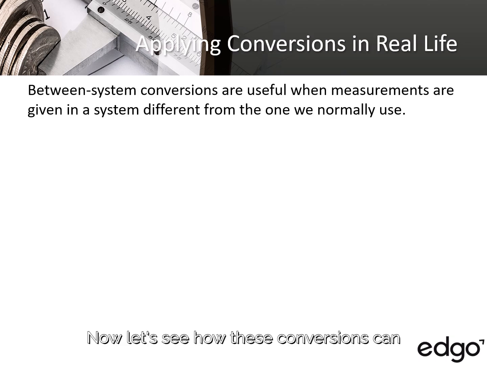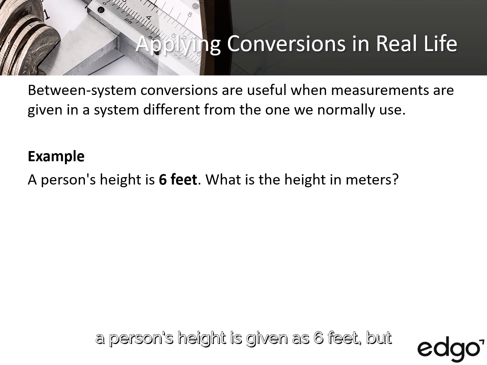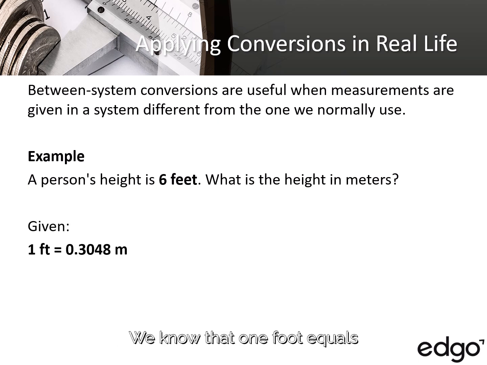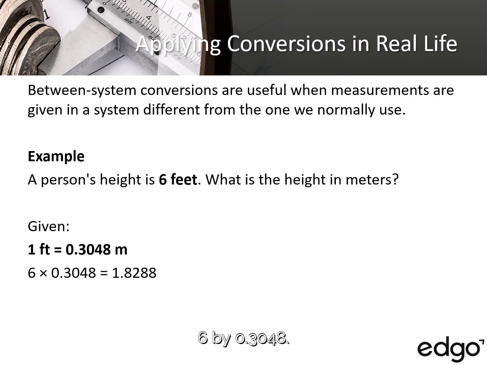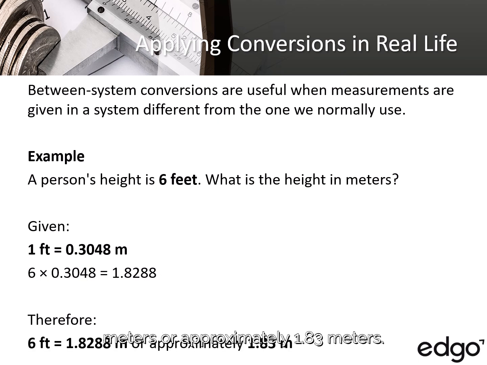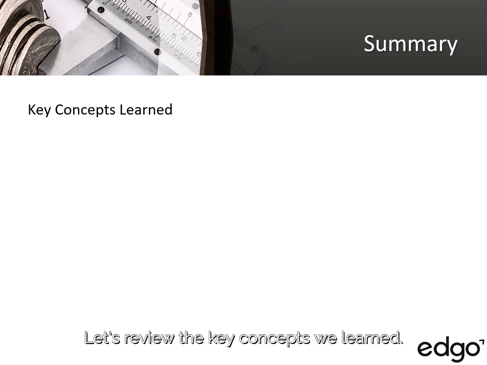Now let's see how these conversions can be used in a real-life situation. Suppose a person's height is given as 6 feet, but we need to express the height in meters. We know that 1 foot equals 0.3048 meter. Multiply 6 by 0.3048. This gives us 1.8288 meters. Therefore, 6 feet equals 1.8288 meters, or approximately 1.83 meters. This shows why between system conversion is useful when information is given in a measurement system different from the one we normally use.